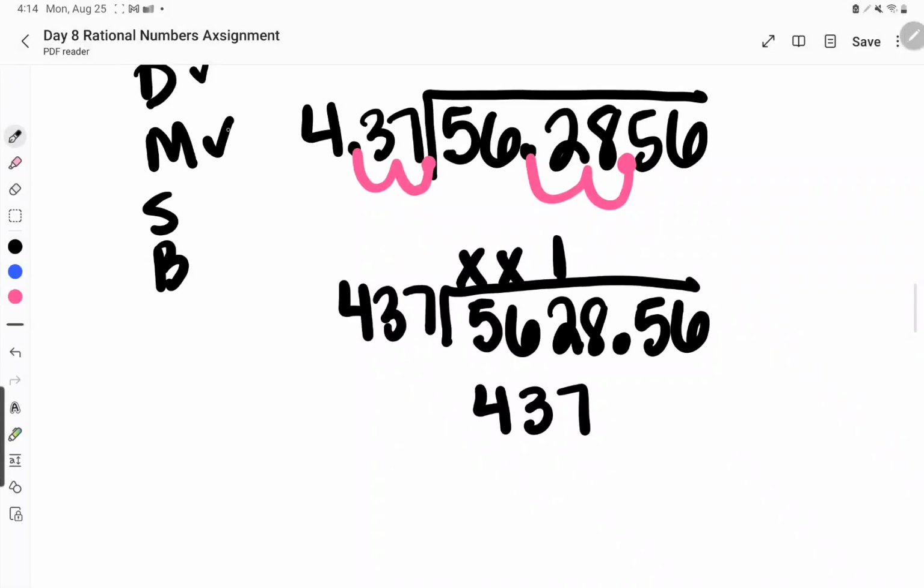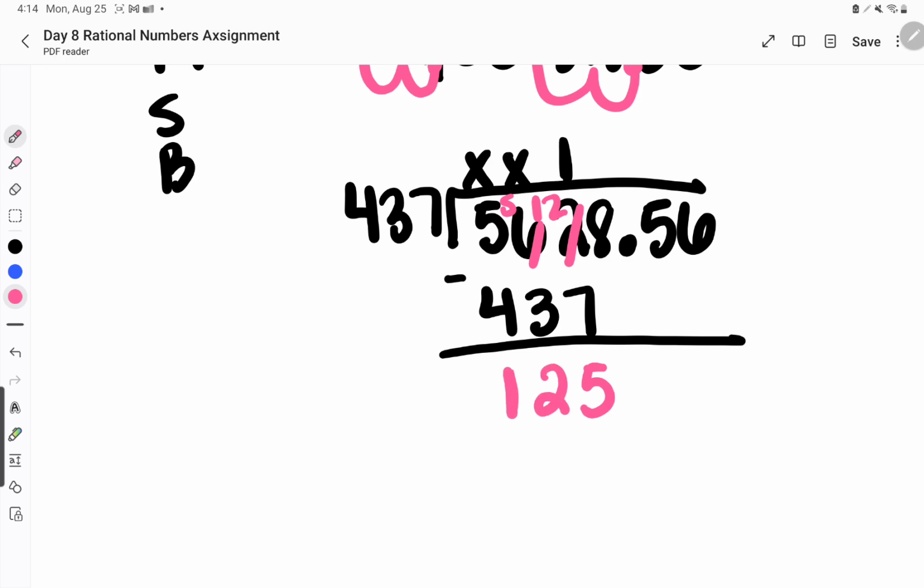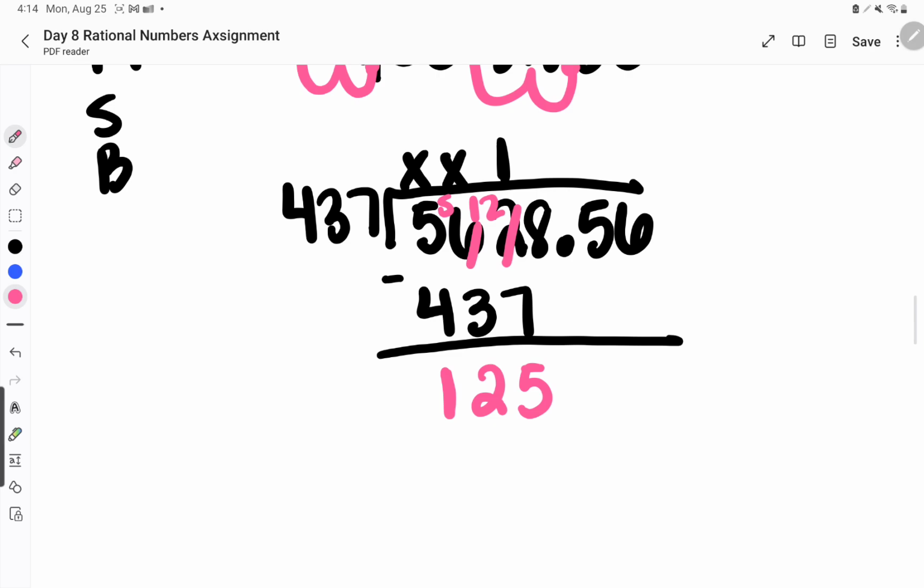And then the next thing we're going to do is subtract. When we subtract, this 2 is going to turn into a 12, so this 6 turns into a 5. 12 minus 7 gives me 5. 5 minus 3 gives me 2. And then 5 minus 4 gives me 1. And then that was my subtraction, so now I'm going to bring down. I'm going to bring down my 8 right here.